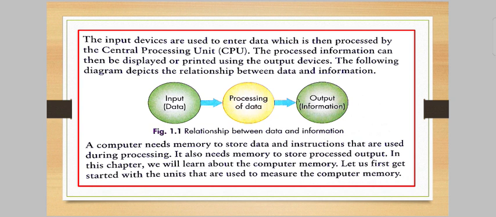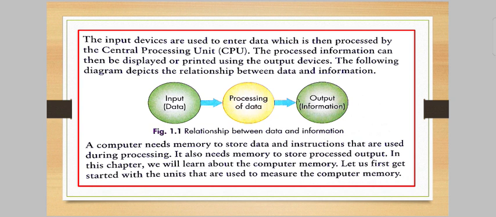The following diagram depicts the relationship between data and information. First is input. Input means we give instructions to the computer. Next, the computer will process the data, which is called processing. Next, output. The computer will generate the desired result. This is called output. So this is the main relationship between input, processing and output.